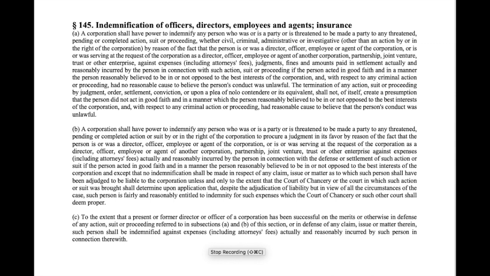All right, so in other words, even if you're guilty, you can get reimbursed by the corporation. Even if you did something bad, you got fined by the government or somebody sued you successfully for damages, well, the corporation can, in fact, indemnify you. Subsection B is a little bit different.